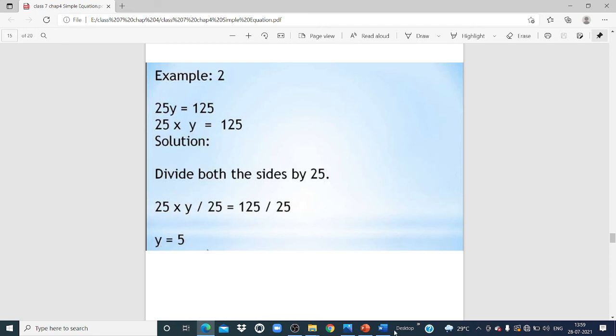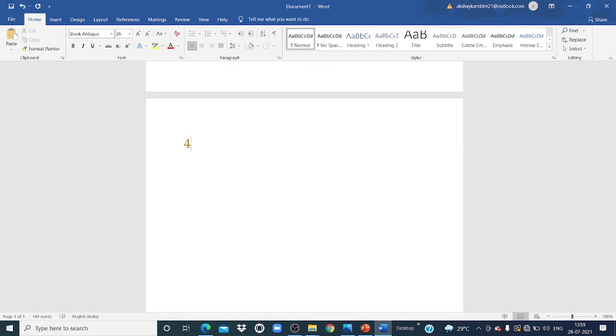Okay. Shall we solve one more example of multiplication also? No worries, we will solve. Suppose the example is, we'll take a different example, 8y is equal to 48. And while finding the solution, now which operation is there here? Addition is not there, subtraction is not there, division is not there. No sign is there.